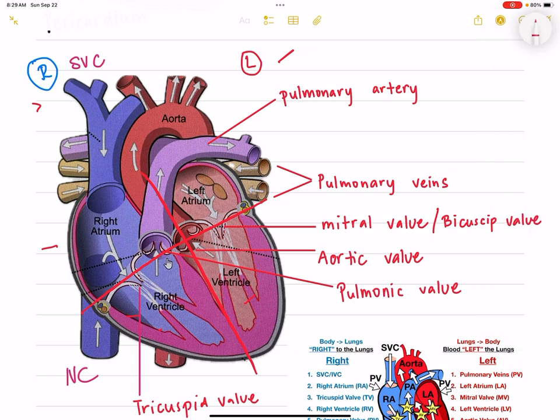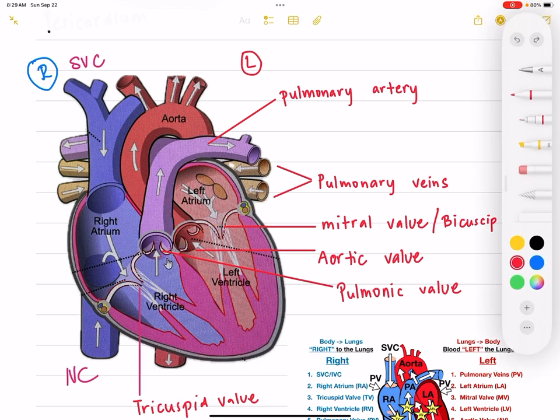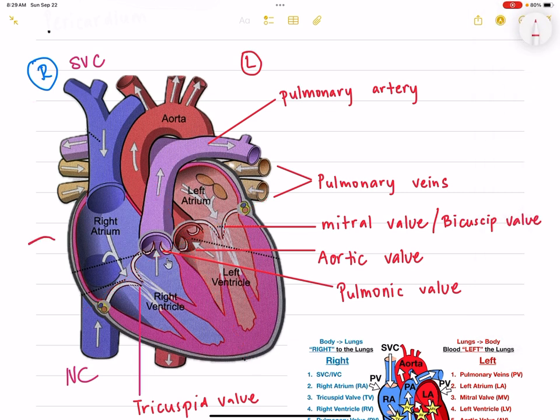Okay, so ang aton nga right atrium receives blood from three major openings. Ang aton nga superior and inferior vena cava kag ang coronary sinus. So ang superior and inferior vena cava drains blood from most of the body, while ang coronary sinus drains blood from most of the heart muscle.